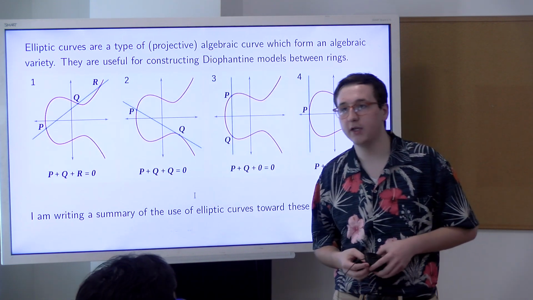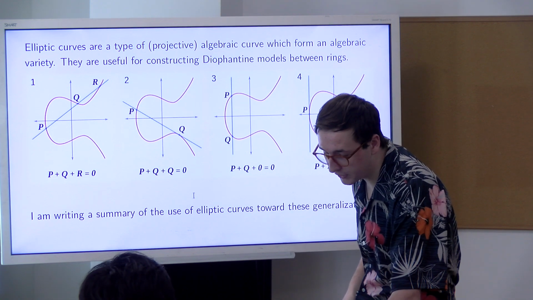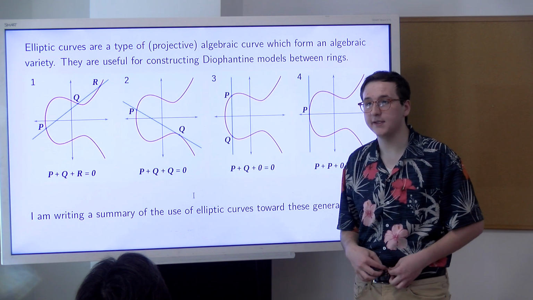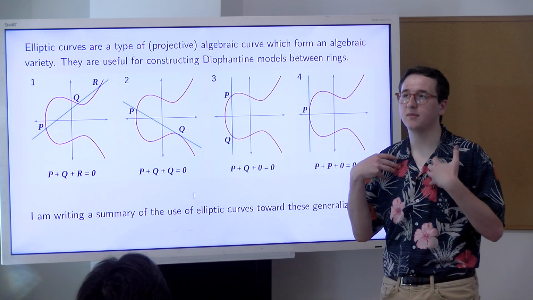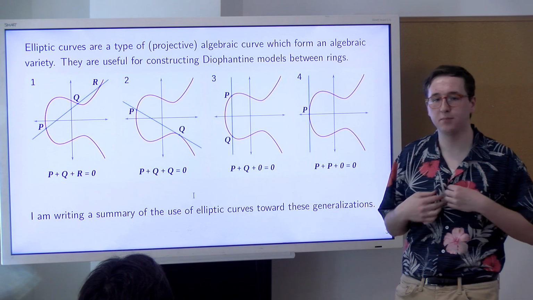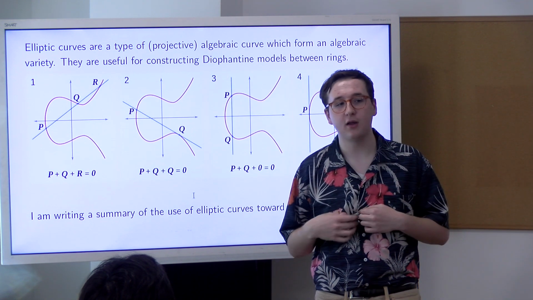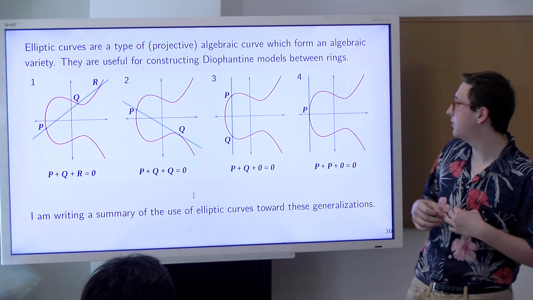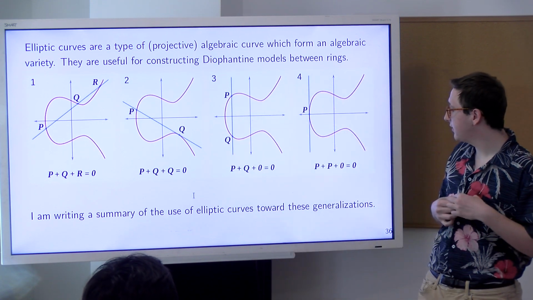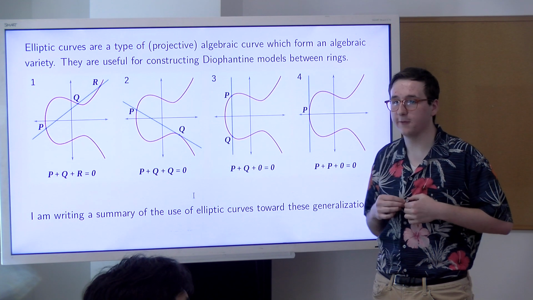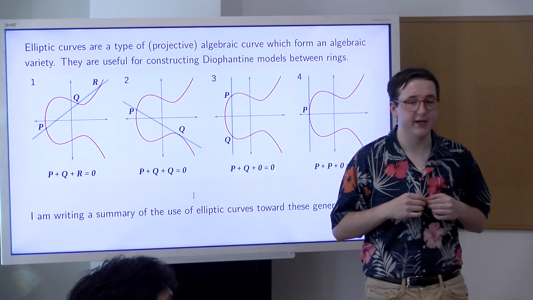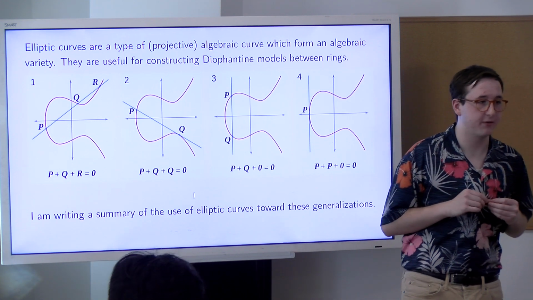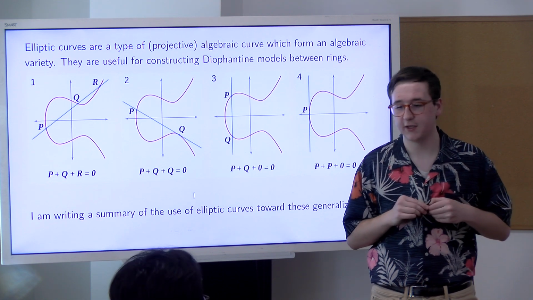One important tool in making progress towards generalization of Hilbert's 10th problem is elliptic curves. An elliptic curve is a type of cubic polynomial with an underlying algebraic structure. The technicalities aren't important. And so for my research project, I am writing a summary, a review article of how these curves are used towards generalization of Hilbert's 10th problem. Okay, that's it.